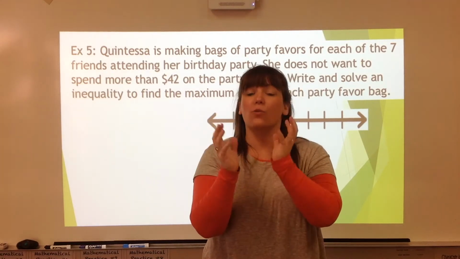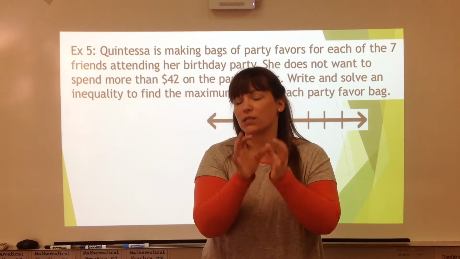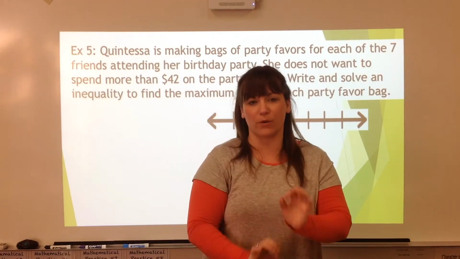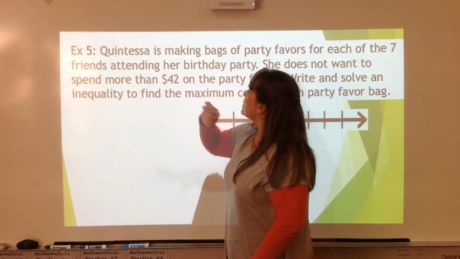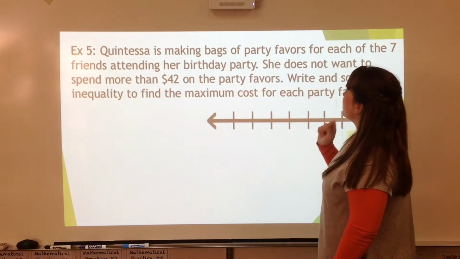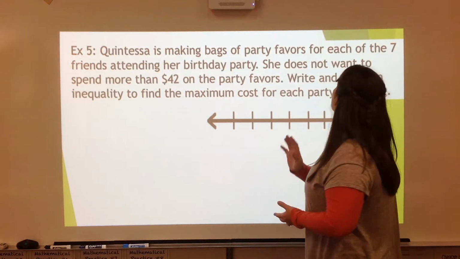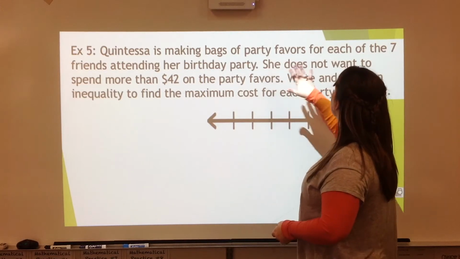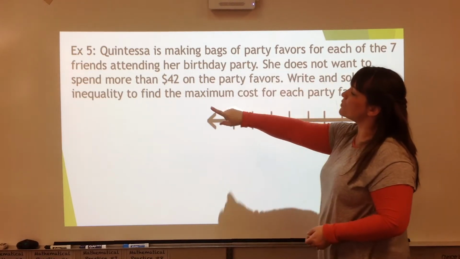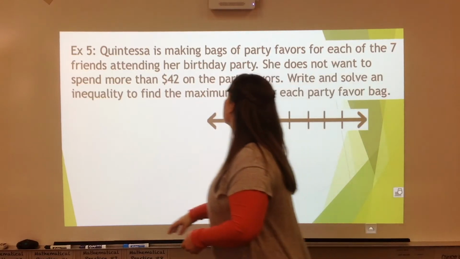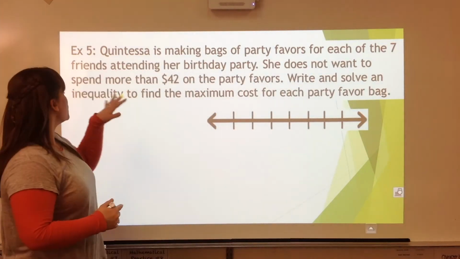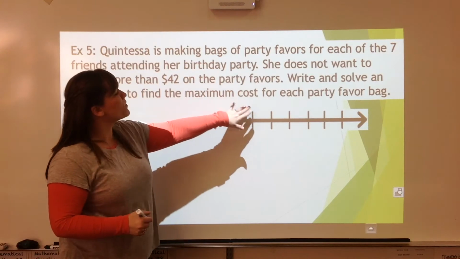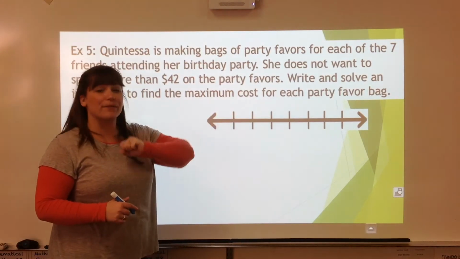The last two, we actually have to come up with the inequality. It's a little bit harder. We're going to work them through, and then you're done. Quintessa is making bags of party favors for each of her 7 friends attending her birthday party. She does not want to spend more than $42 on the party favors. Write and solve an inequality to find the maximum cost for each party favor bag.